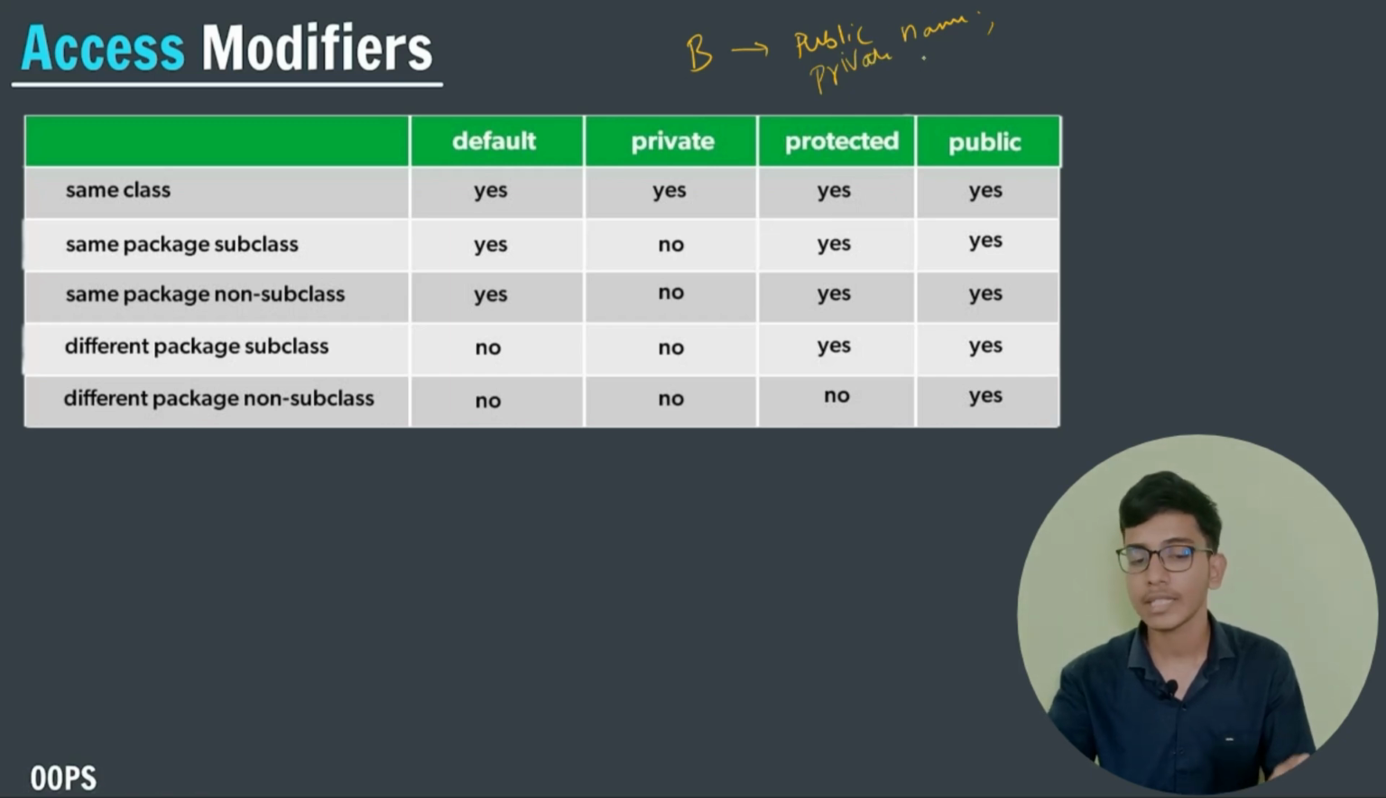So for that, I will create a private password. This private keyword will keep our password secure. In Java we have four things: default, private, protected and public. These are the four types of access modifiers in Java.